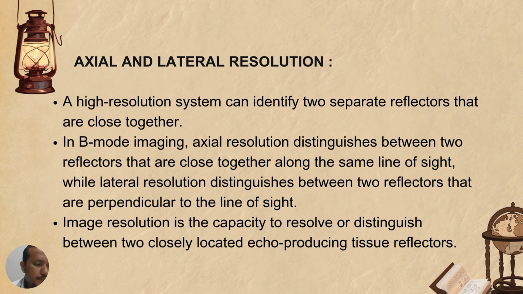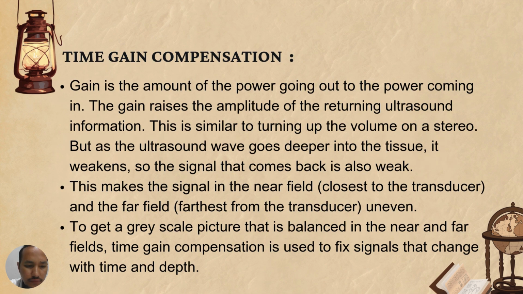Second is pulse length, third is beam width, and lastly depth of imaging. And then we go through the time gain compensation. Gain is the ratio of the power going out to the power coming in. The gain raises the amplitude of the returning ultrasound information.